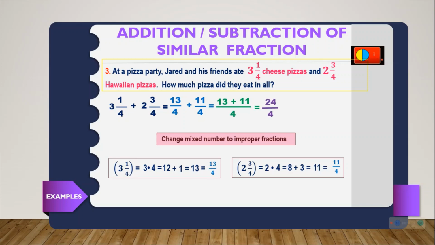And then, we will get the lowest term. But if you will divide this one, 24 divided by 4, di ba katulad nga sabi ko, kapag fraction, automatic that is division. So, if we will divide 24 by 4, we will get 6. So, the answer is 6. So, how much pizza did they eat in all? 6 pizza.